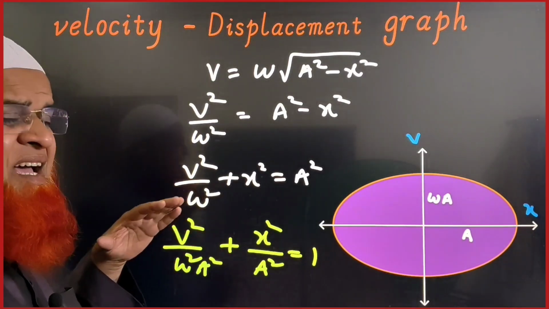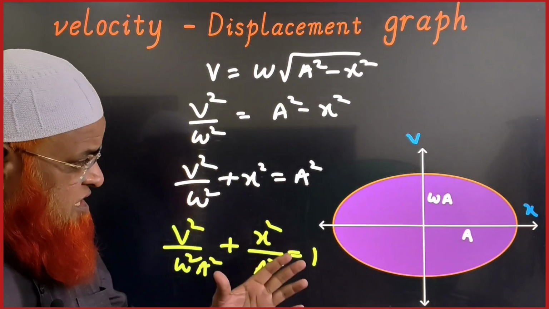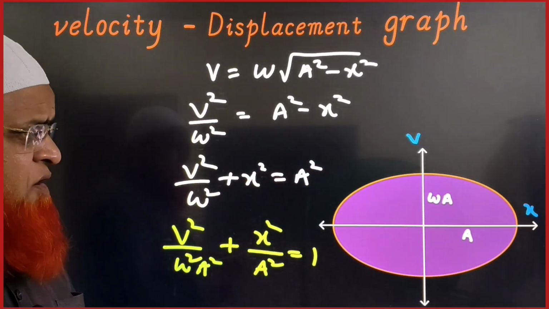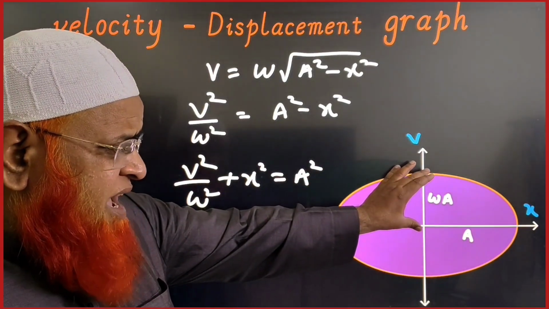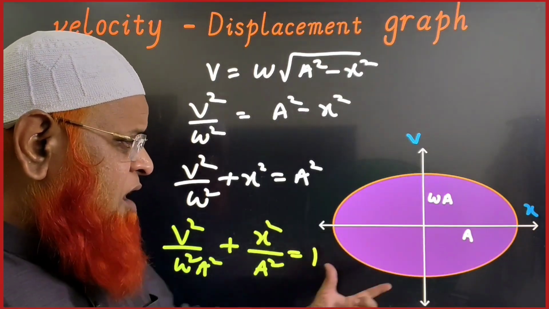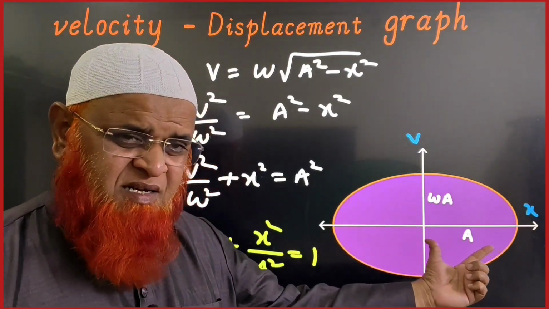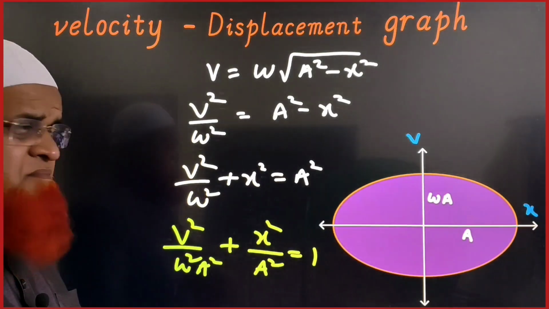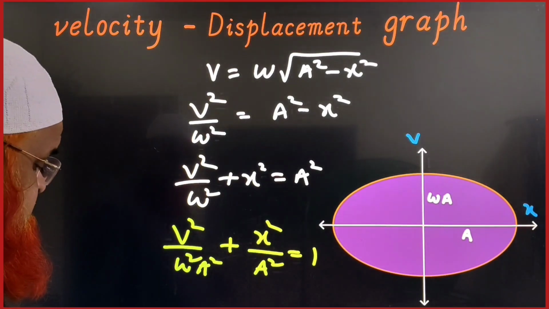So from this, it is understood that displacement velocity is showing an ellipse here. Where along the y-axis omega a is present, along the x-axis amplitude is present. So this is going to show the ellipse equation. That's it. Thank you very much.